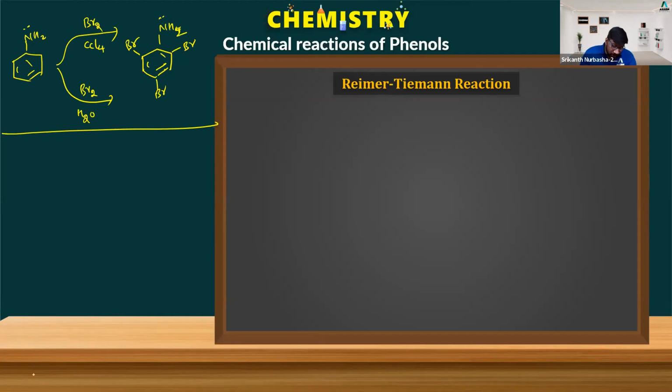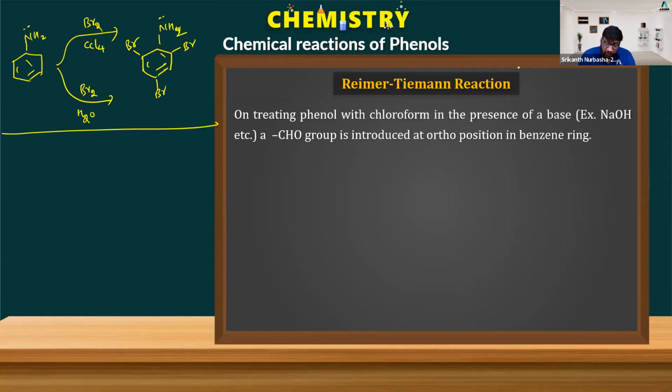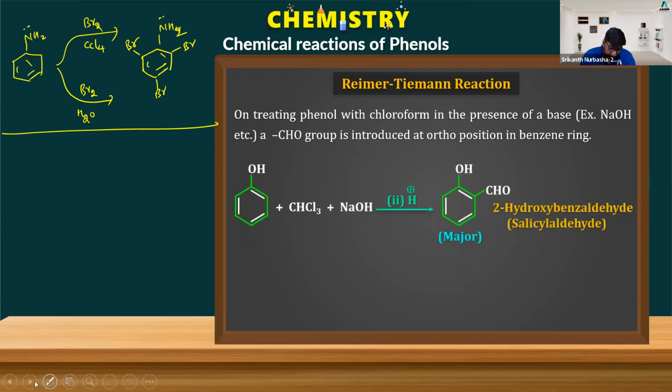After that, we can look at the next reaction, the Reimer-Tiemann reaction. On treating phenol with chloroform in the presence of a base, for example NaOH, a CHO group is introduced at the ortho position in the benzene ring. So phenol treated with CHCl3 and NaOH is the first set of conditions; the second is acidification. You get 2-hydroxybenzaldehyde, or salicylaldehyde. The mechanistic approach we are going to discuss.